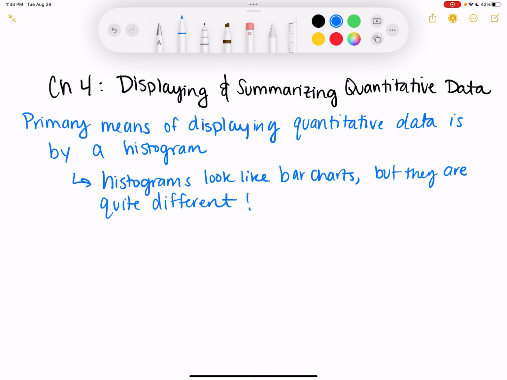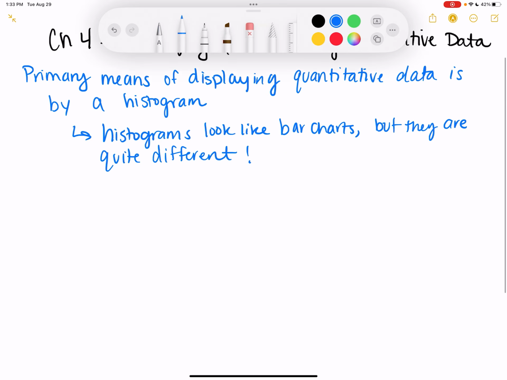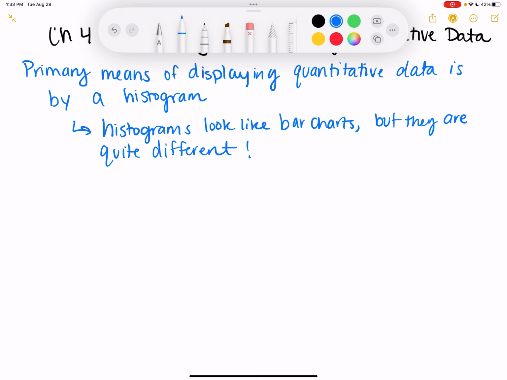All right, I would leave a little bit of space. I'm about to draw a histogram, and then we're gonna write some stuff above it. So I would leave not a ton of space, but I don't know, a couple lines.